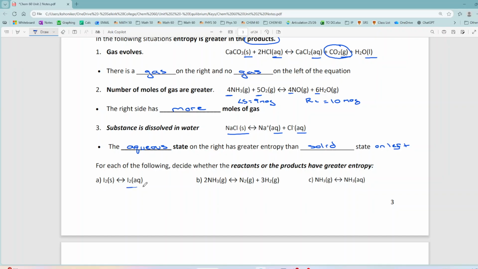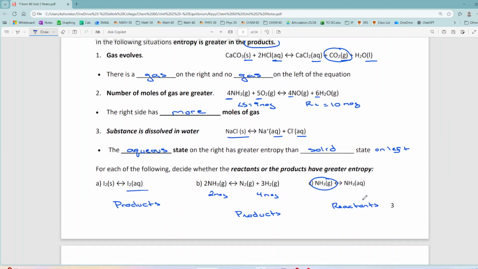So this first one, we're looking aqueous. So this one would be products. For this next one, we've got 2 moles of gas on the left. We have 4 moles of gas on the right. So the products again. And then lastly, we have a gas on the left, no gases on the right. So my reactants would have more entropy. All right, go practice those.